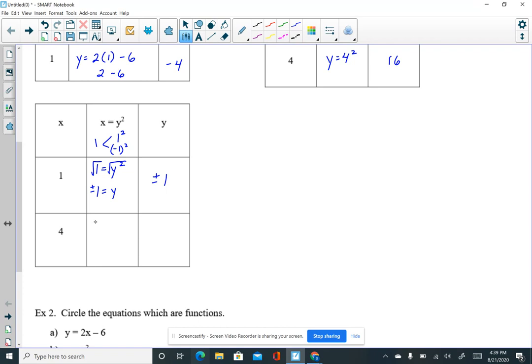Likewise with the 4 here. So you're saying that 4 equals y squared. Take the square root. So y here equals the square root of 4. What can you multiply times itself to give you 4? Well, that would be plus or minus 2. So in this case, if you notice, your single x here yielded 2 y's. So you would have the ordered pairs (1, 1) and (1, negative 1). Your x values are repeating. You have the ordered pairs down here of (4, 2) and (4, negative 2). So in this last example, this is not a function.